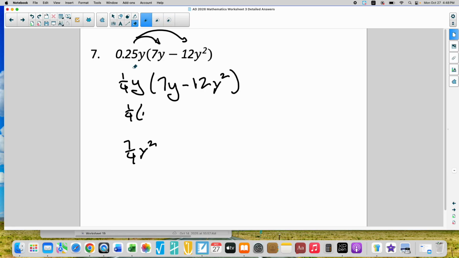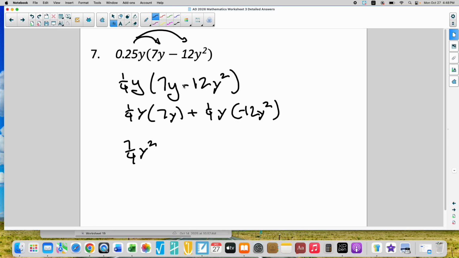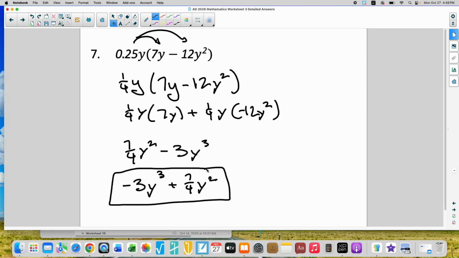1/4 y times 7y plus 1/4 y times negative 12y squared. That negative is attached to the 12, not the 1/4. 1/4 times 7 is 7/4, y times y is y squared. 1/4 times negative 12 is negative 3. Y times y squared is y cubed. And then we would write it in standard form. So y to the third is going to come before y squared. And that's probably the tricky part of that one.